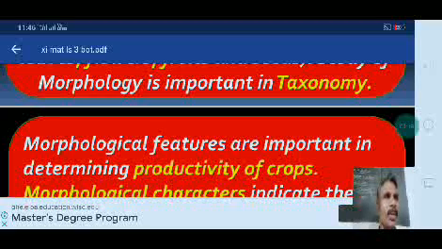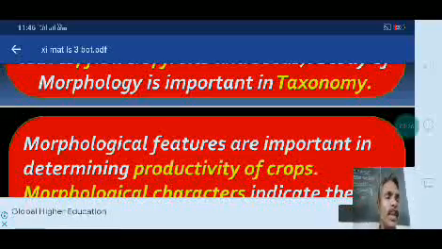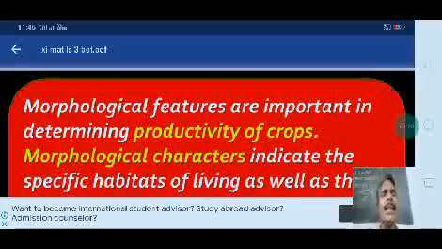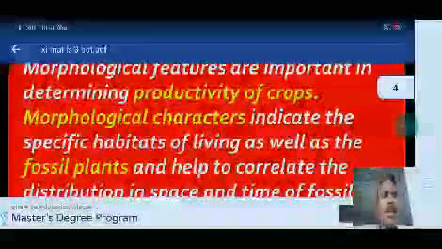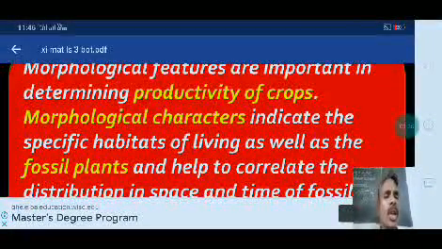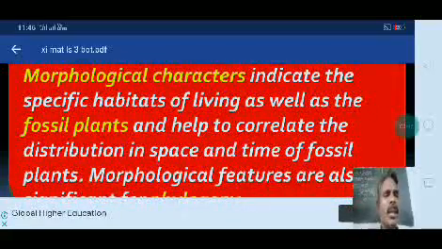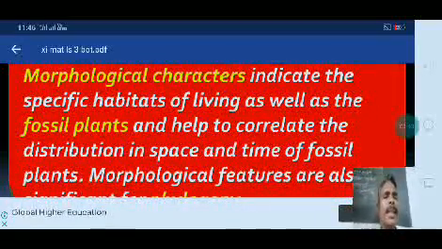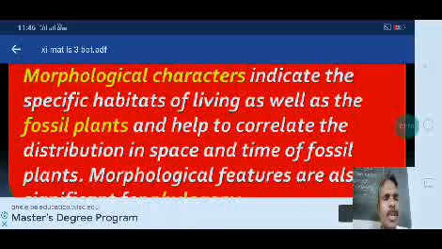Here a plant will present a stem portion, root portion, and so on. The morphological features are important in determining the productivity of crops. Morphological characters indicate the specific habitats of living as well as fossil plants and help to correlate the distribution in space and time of fossil plants.